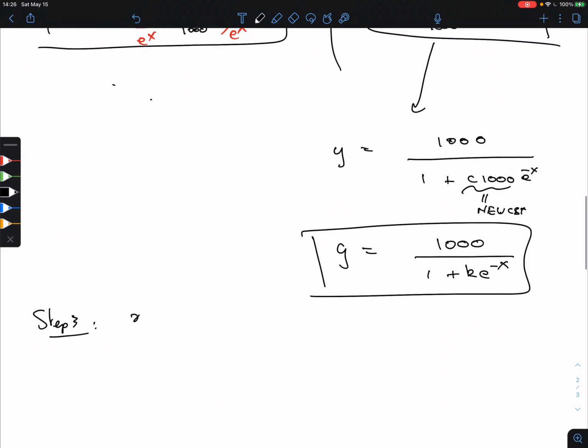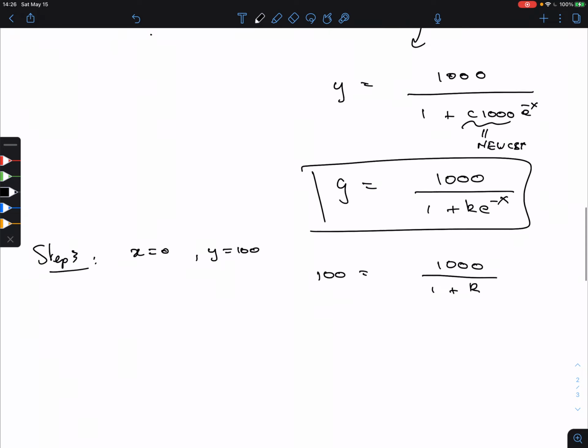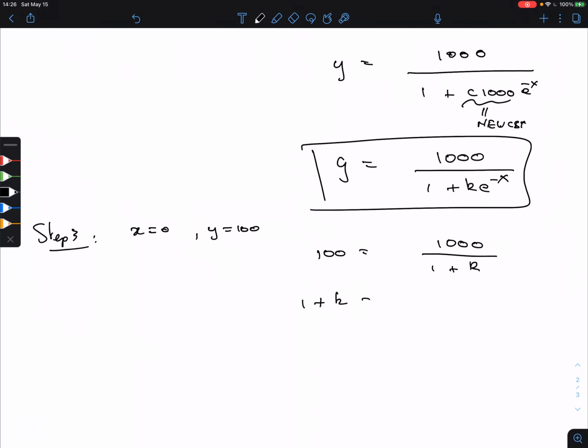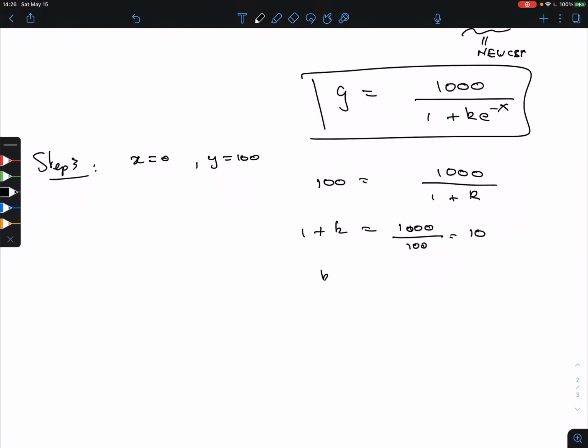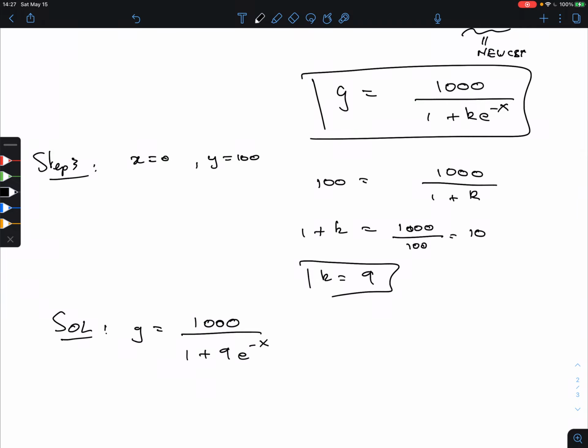The initial condition: if x is 0, then y is 100. So I get 100 equals 1,000 divided by 1 plus K. Cross multiply, 1 plus K is equal to 1,000 divided by 100, which is 10. And therefore, K is equal to 9. So the solution is y equals 1,000 over 1 plus 9 e to the minus x.